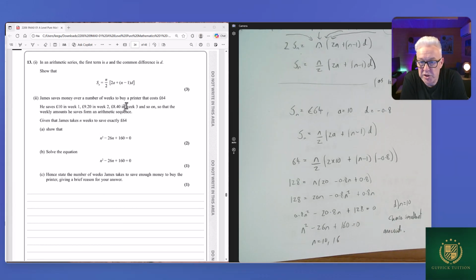So the next part of the question says, James saves money over a number of weeks to buy a printer that costs £64.